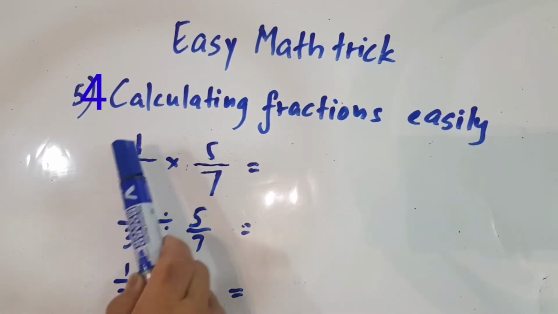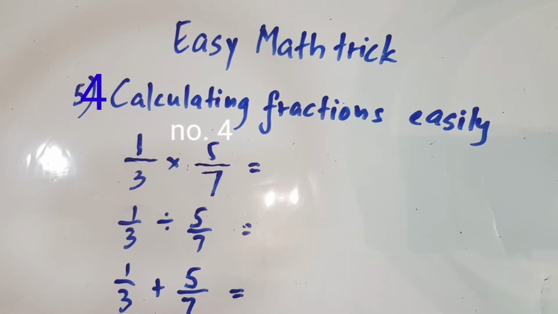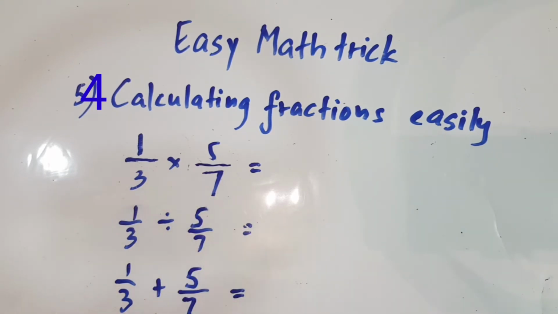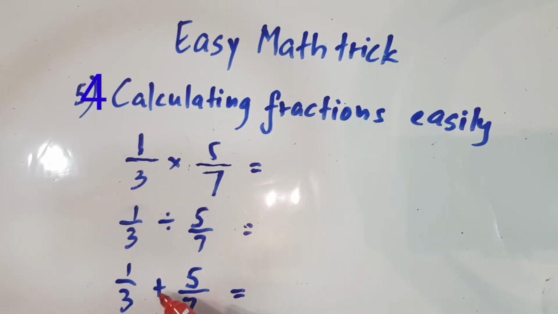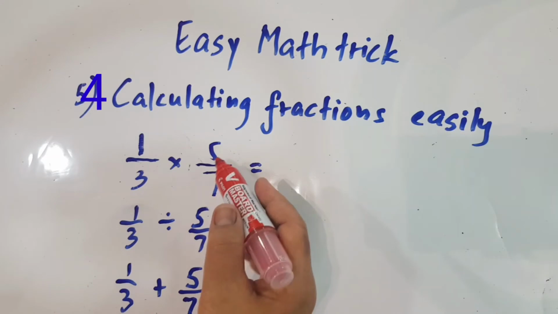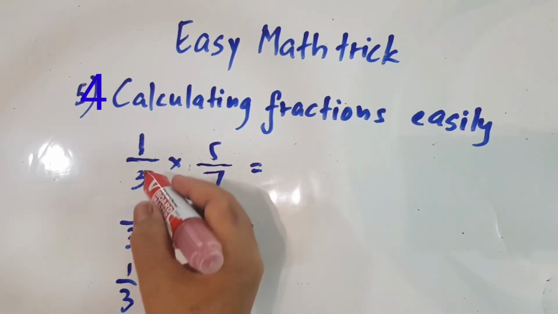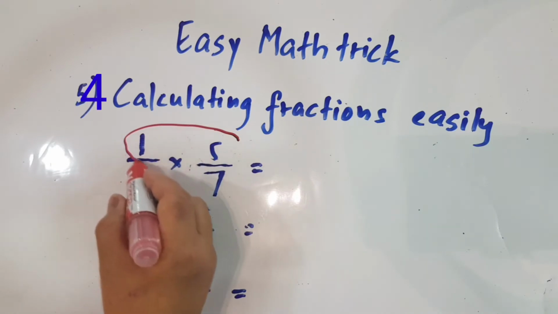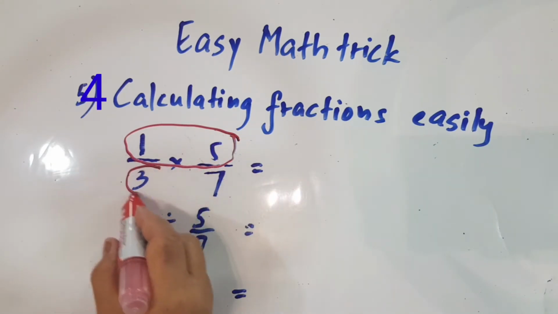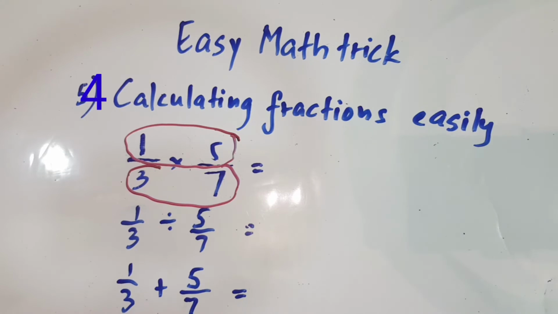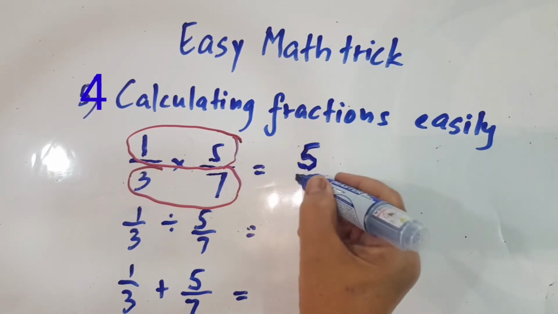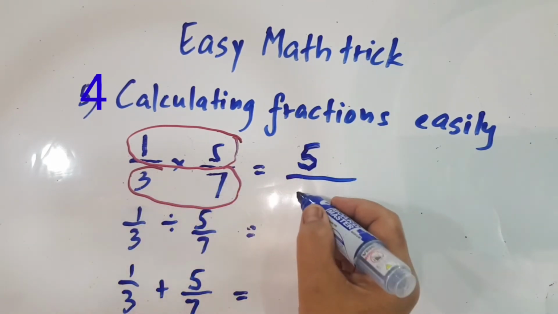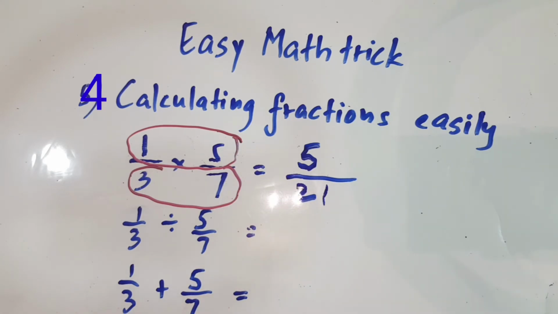Our math trick number 5, calculating fractions easily. Now, I have here three samples, of the same numbers but different mathematical operations. We have multiplication, division, and addition. So 1/3 multiplied by 5/7. What I will do is just multiply across. 1 times 5 is equal to 5, over 7 times 3 is equal to 21. This is the first one.